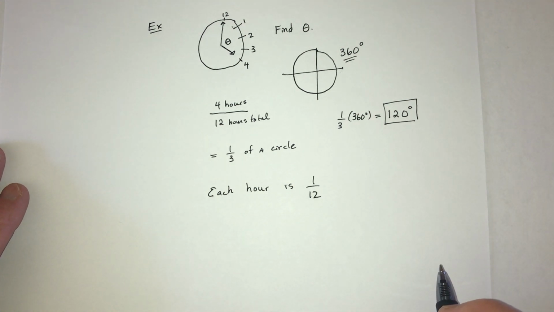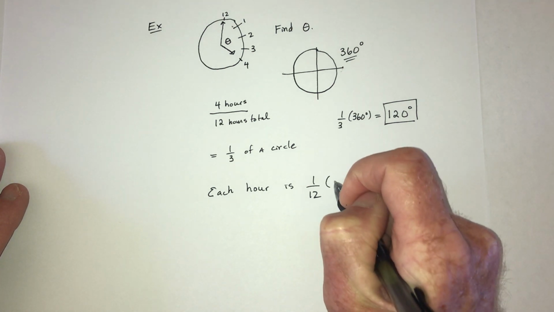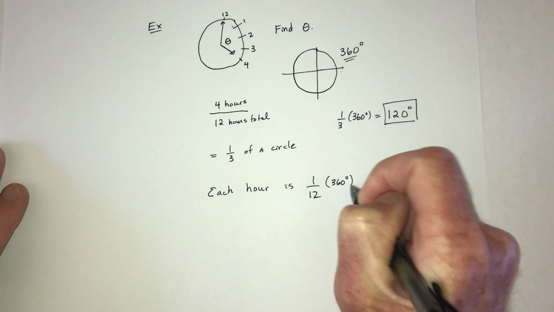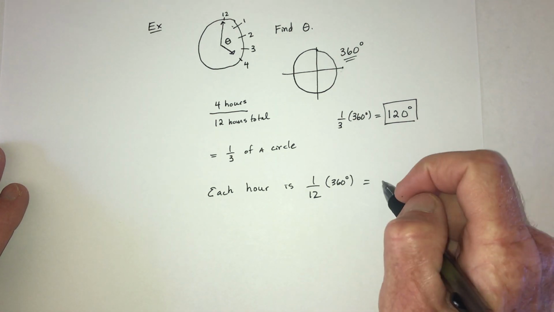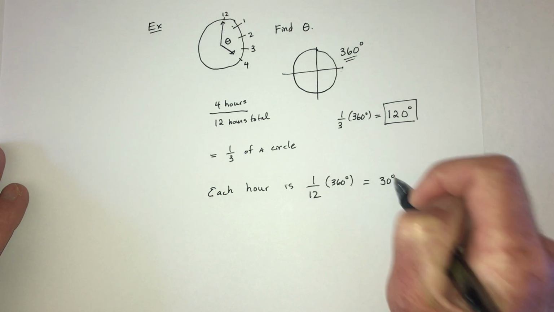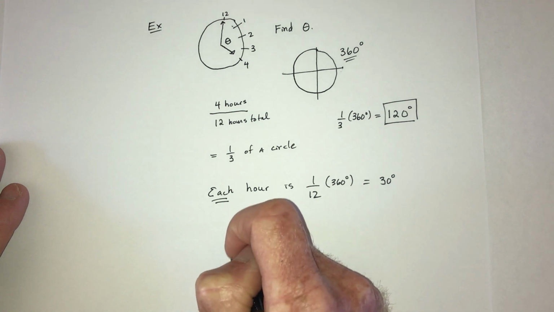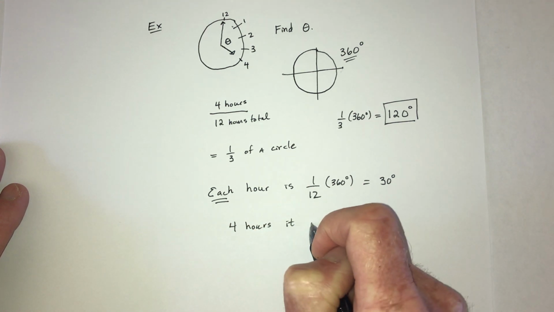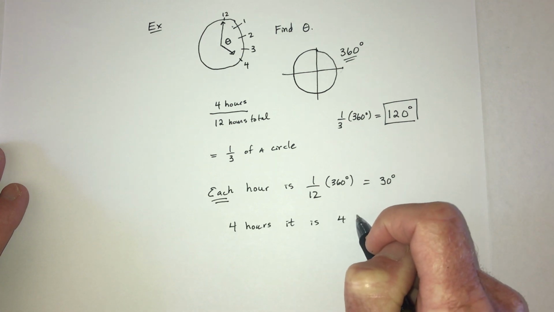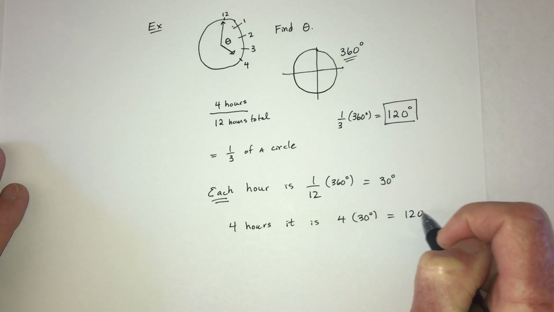So since there's 12 hours on the face of the clock, each hour is going to be 1/12. So it's going to be 1/12 of 360 degrees. A 12 will divide into a 36 3 times, so that leaves 30 degrees. Now if that's for each hour, then for 4 hours, it's going to be 4 hours times 30 degrees each one. It's going to be 120 degrees.